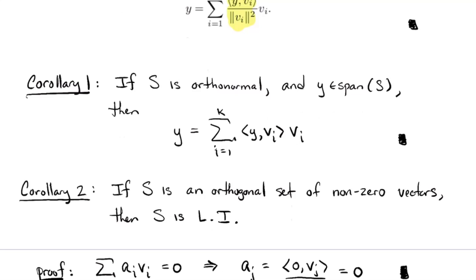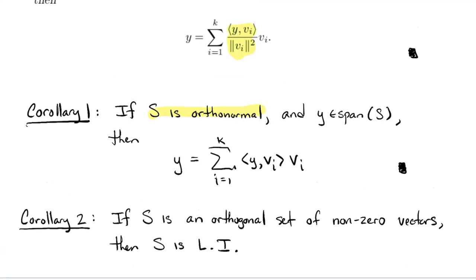A couple of corollaries of that. In addition, if we assume that the set S is not just orthogonal, but orthonormal, so every element of it has length 1, well, then these denominators down here are all equal to 1. So the formula just sort of simplifies. So corollary 1 is one of the reasons why orthonormal sets are so nice. When you want to write something as a linear combination of elements of an orthonormal set, the coefficients that you need are found by taking inner products.